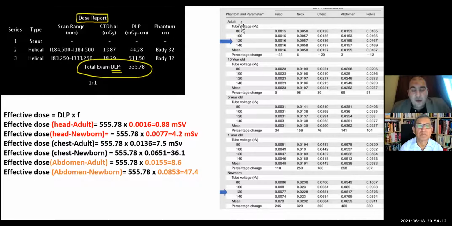But as I told you before in the previous lecture, for adult you have to use higher kV or higher parameters, but for newborn you have to reduce kV, you have to reduce milliampere, you have to make the table speed very fast. The detector configuration will be different. All these parameters should be designed by a medical physicist to make sure that the dose is less.